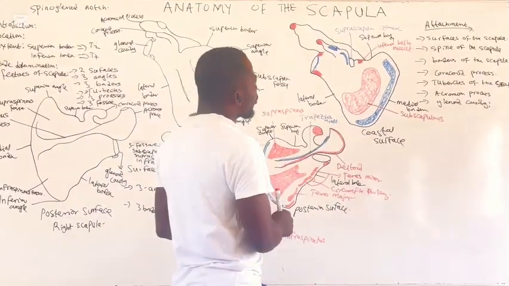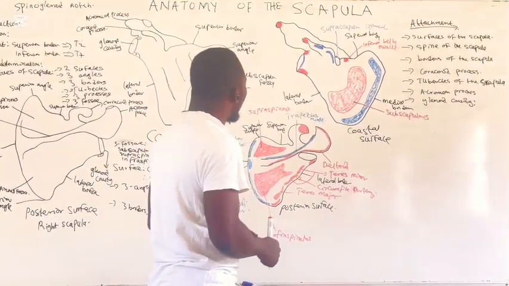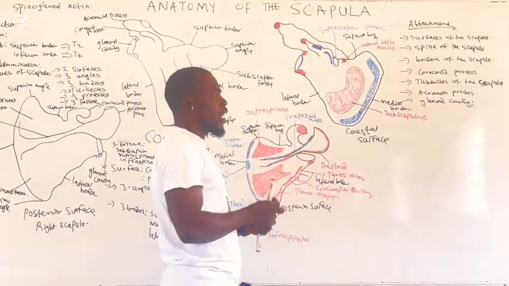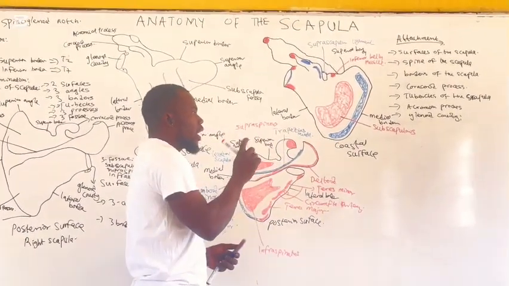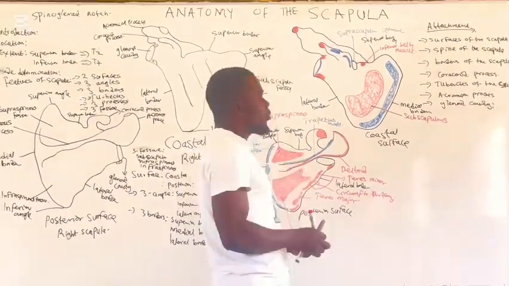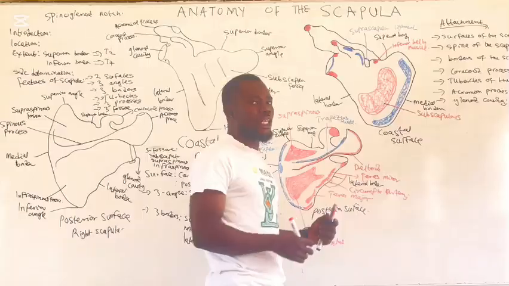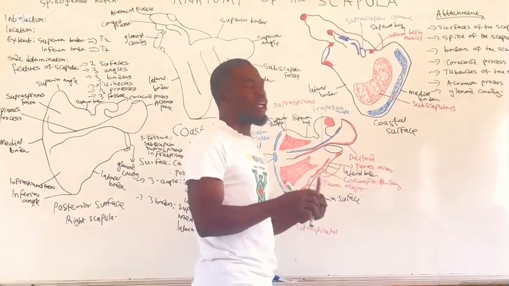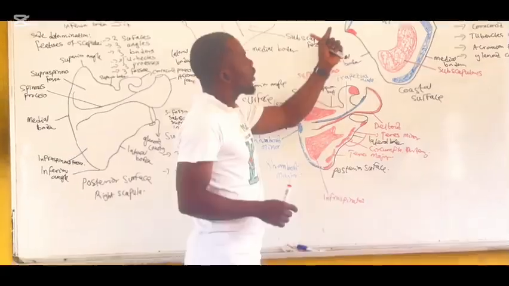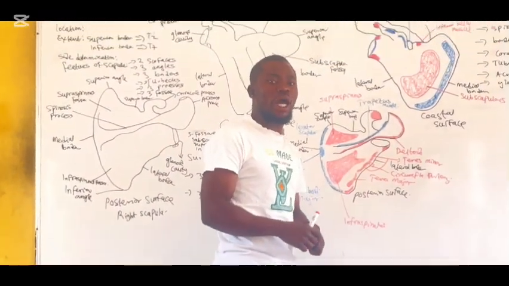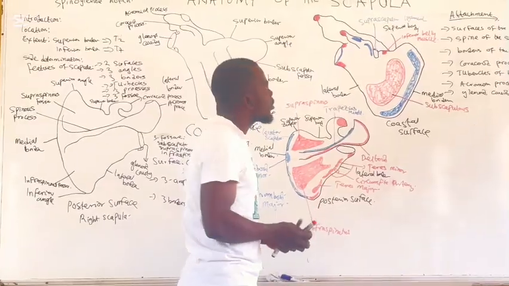Next is the attachment on the coracoid process. We say that the coracoid process is like a bent beak, a finger-like projection. The pectoralis minor muscle is inserted on the coracoid process. There is also the coracoclavicular ligament, and the coracoid process also gives origin to coracobrachialis muscle and the short head of biceps brachii.